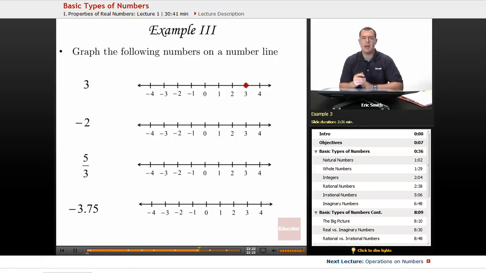Now, once I plot it out, I can do some good comparisons. So we can see that since 3 is to the left of 4, 3 is less than 4. Or in a similar way, since 3 is on the right side of -1, then I know 3 is greater than -1. So let's plot out a few more. -2 on a number line, we'd find -2 and go ahead and put a big old dot there.